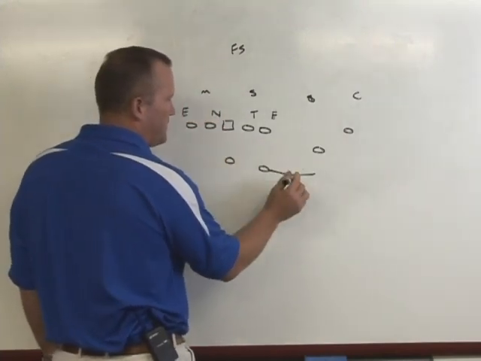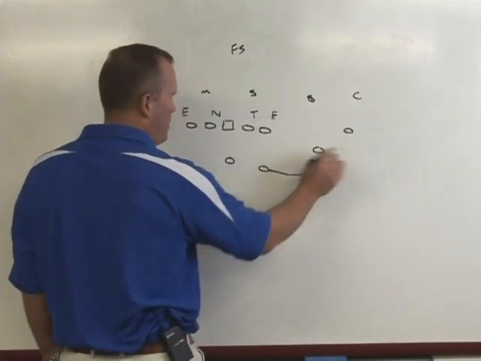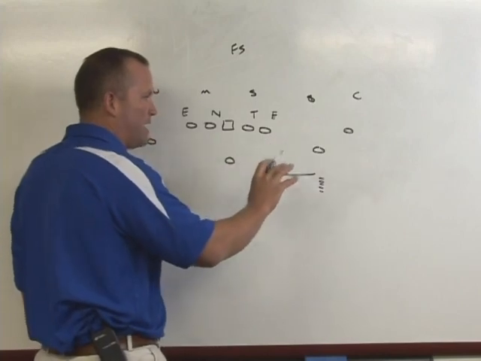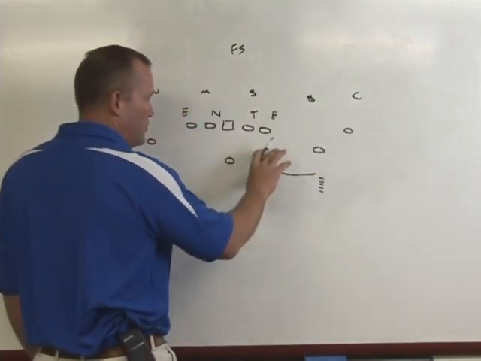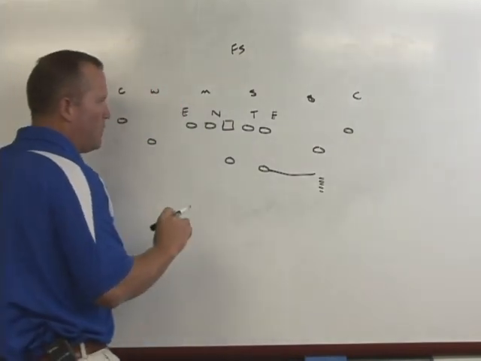If we happen to be running this screen to the field, his landmark is to get out to the hash. Okay, we want him to get width to the hash. If we happen to be running into the boundary, we want him to get width to the numbers. Most of the time, we run this with our running back going to the field, so we want him to get width to the hash.